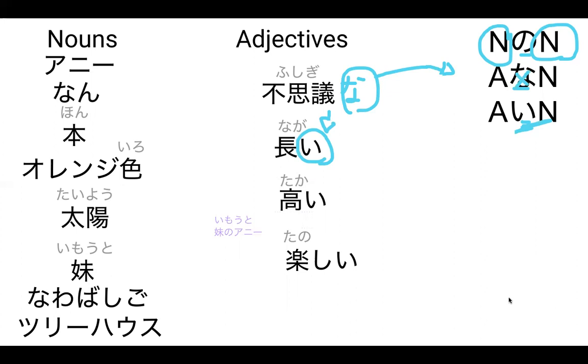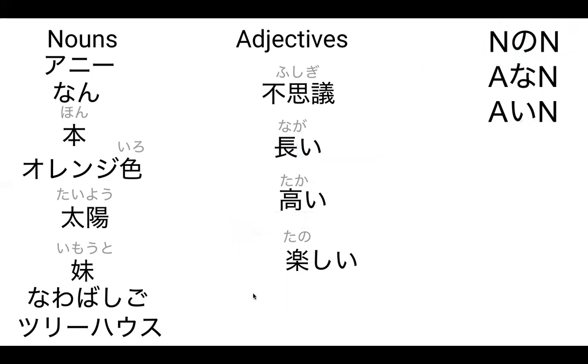Okay. So could you do me a favor and let's go through the nouns first. What does nan mean? Nan. Is that how you say it? Or is it the one below? Oh, no, the top one, yeah. I forgot. Nan is like nani, which means what? Oh, okay, yeah. How about hon? What does that mean? Hon means book. Yes.